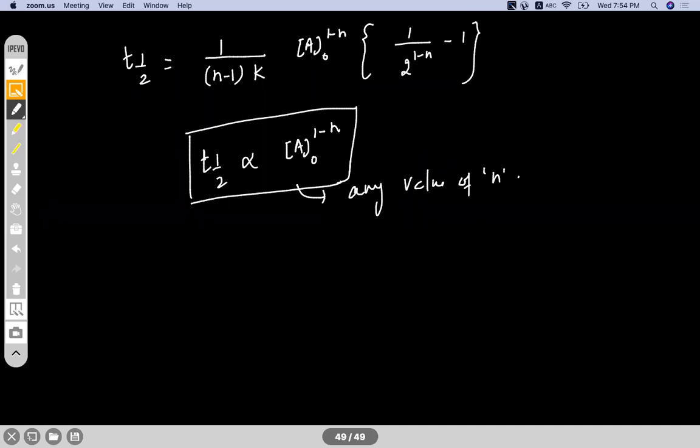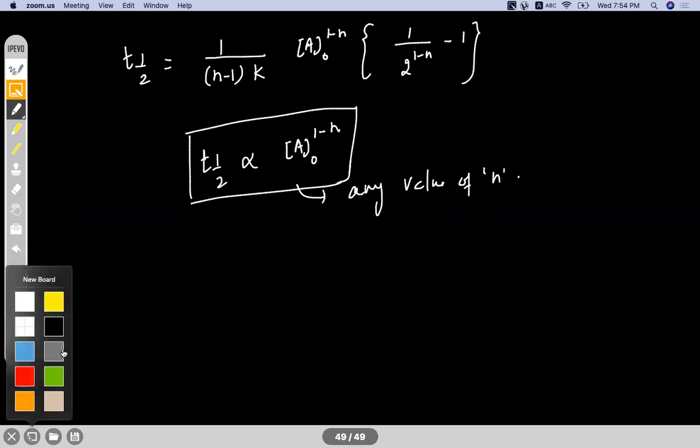Okay, one last thing we'll discuss for today. That is pseudo first order reaction. It's a theoretical thing. Here you won't get any numerical. You just need to have this information, that is it. Pseudo first order reaction.